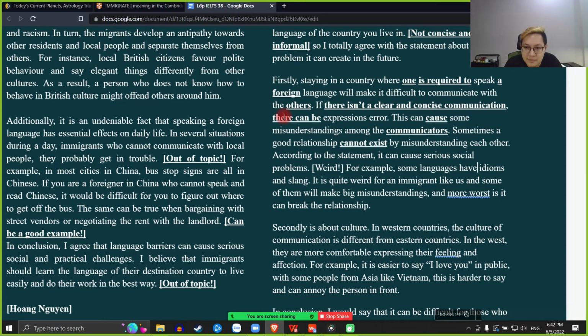For example, some languages have idioms and slangs, okay? Or like immigrant like us rồi nè, đó chết rồi. Khá là lạ lùng cho một người nhập cư như chúng tôi. And some of them make big misunderstanding. Ok, cái example có thể dùng immigrant được. Ok, like in the example you can write immigrants and everything, yeah. Trong cái ví dụ có thể cho immigrant được.